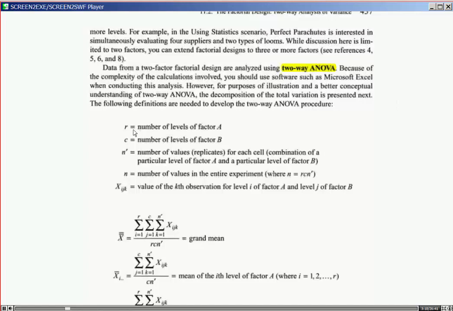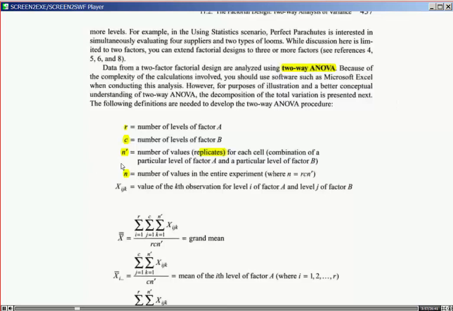R, here, the number of levels of factor A. C, the number of levels of factor B. We have 2 factors, at least 2 levels each. N prime, the number of values or replicates for each cell, the combination of a particular level of factor A and a particular level of factor B. N, the number of values in the entire experiment.